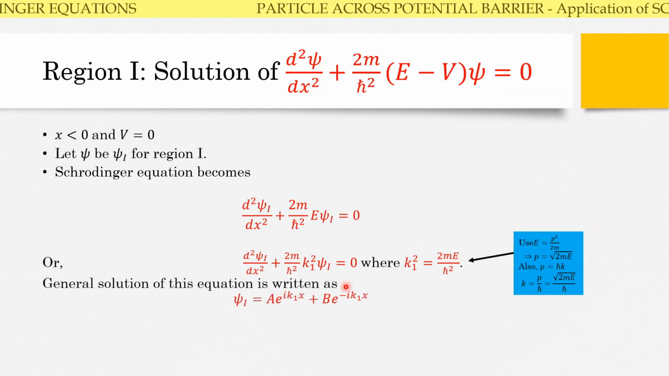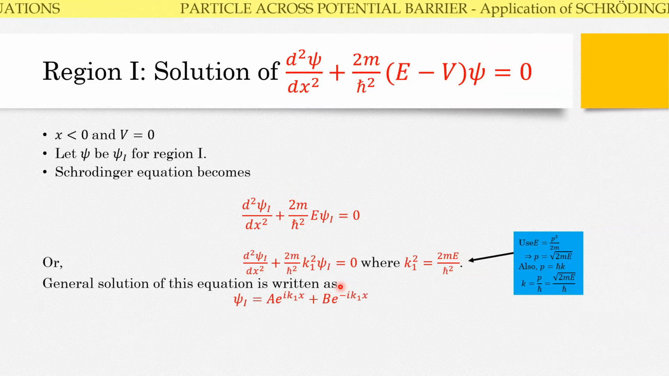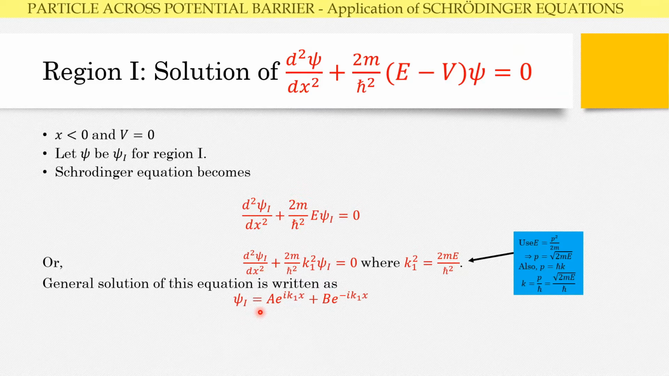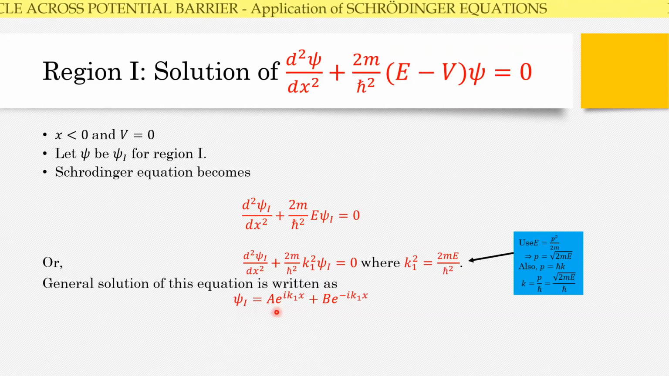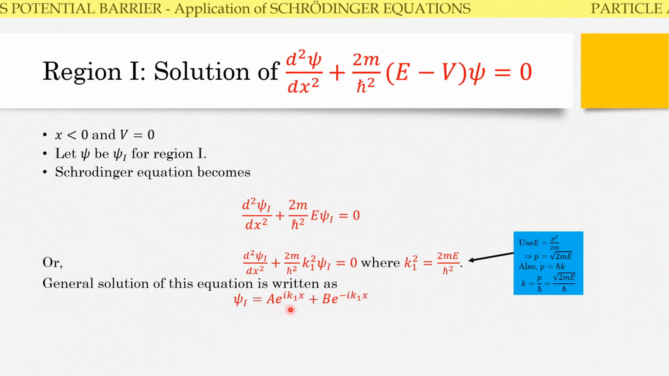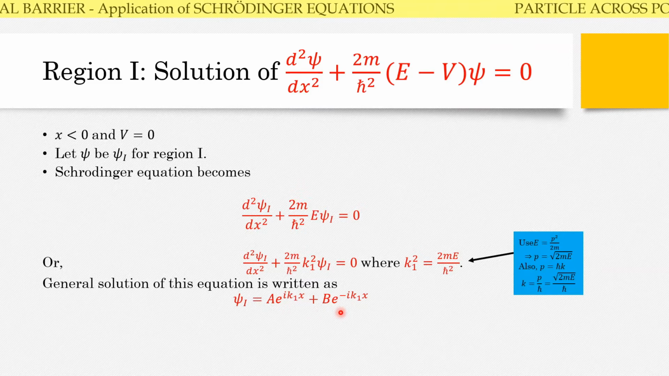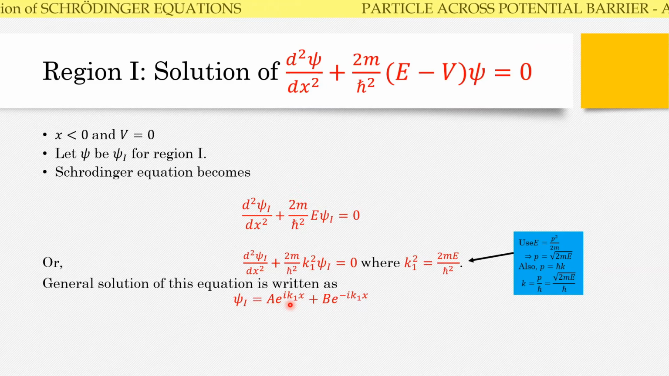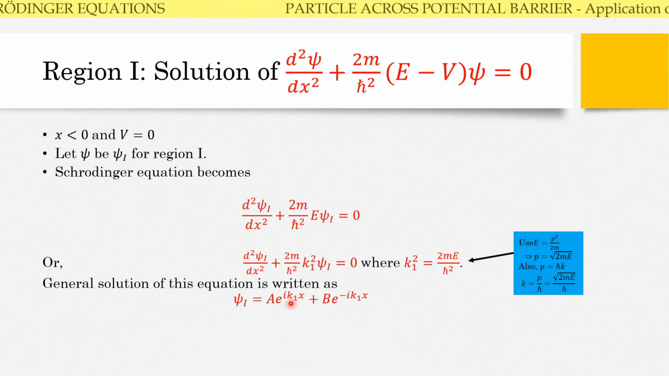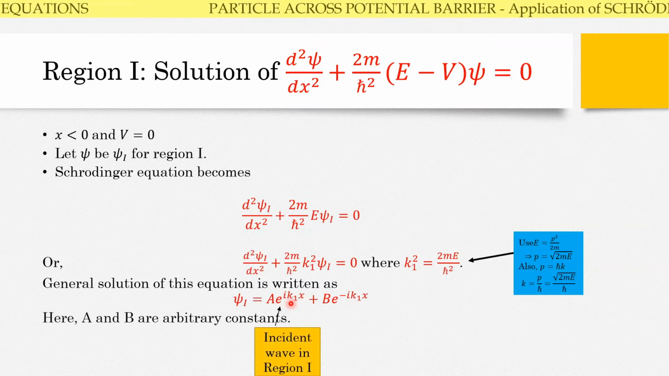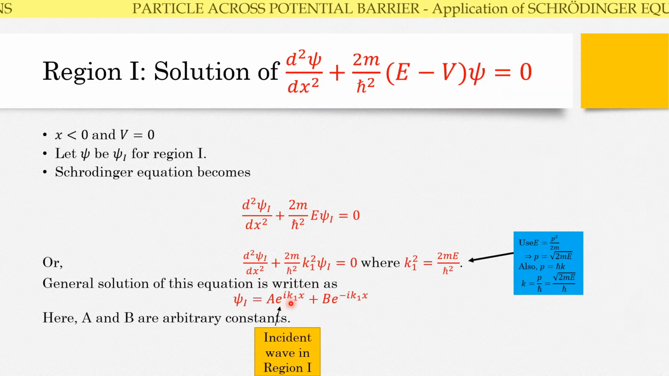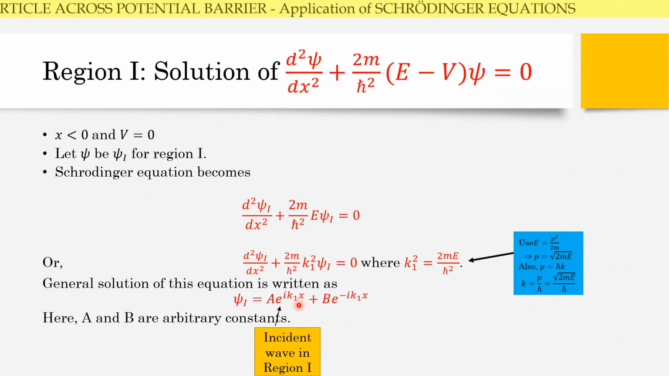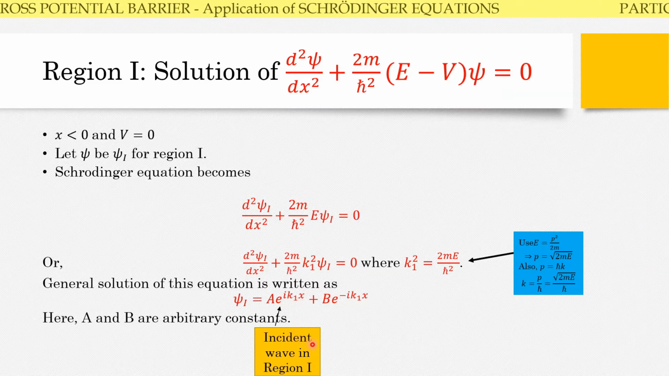So the solution of this equation can be written mathematically in the form of exponentials. So psi 1 is the solution of this equation. It can be written as the sum of these two exponential parts, A into exponential i k1 x plus B exponential minus i k1 x. Here the first part, the exponential which has the positive argument, represents the incident wave in the region 1. Why incident? Because it is the wave which is traveling in the plus x direction, positive x direction, which is obviously the incident wave.